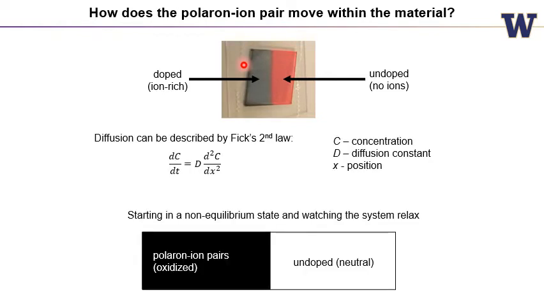And so what we would expect if these polaron ion pairs can freely diffuse is that the diffusion can just be based on Fick's second law. And so in this graphic here, what we would expect to see in the sample is a blurring out of this interface as these polaron ion pairs move into this undoped region.